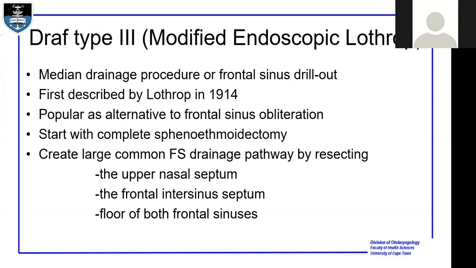A Draf type 3, which is also known as the modified endoscopic Lothrop or median drainage procedure or frontal sinus drill out, was first described by Lothrop in 1914, and it has become more popular as an alternative to frontal sinus obliteration. One is to start with a complete sphenoethmoidectomy. This creates a large common frontal sinus drainage pathway by resecting the upper nasal septum, the frontal intersinus septum, and the floor of both frontal sinuses.